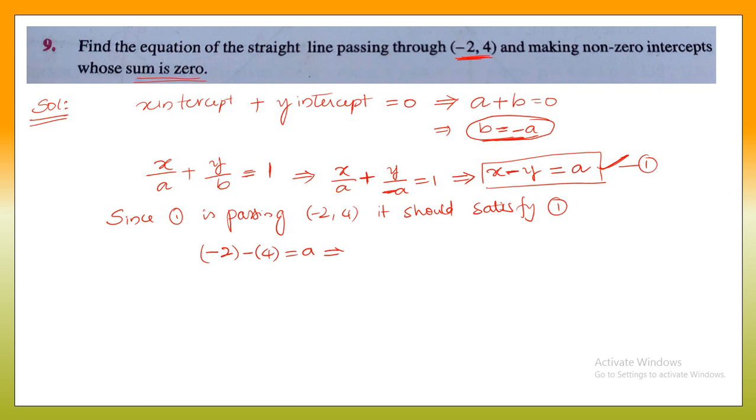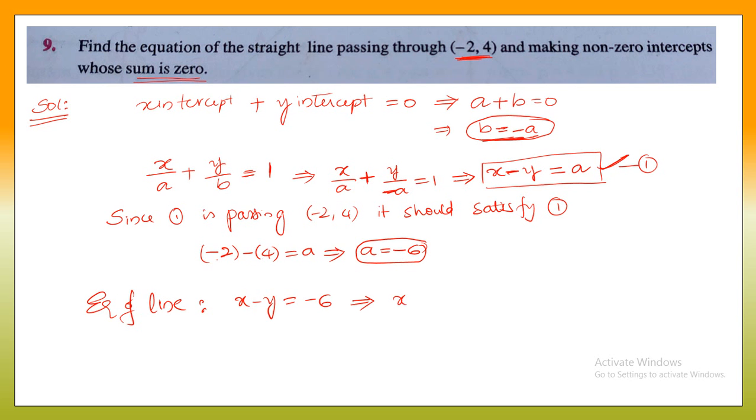So from this we are going to get the value of a. Minus 2 minus 4 is nothing but minus 6. So clearly what I got here, a is equal to minus 6. Now finally I am going to write the equation of line. So what is the equation of line then? The equation of line is given by x minus y is equal to minus 6.